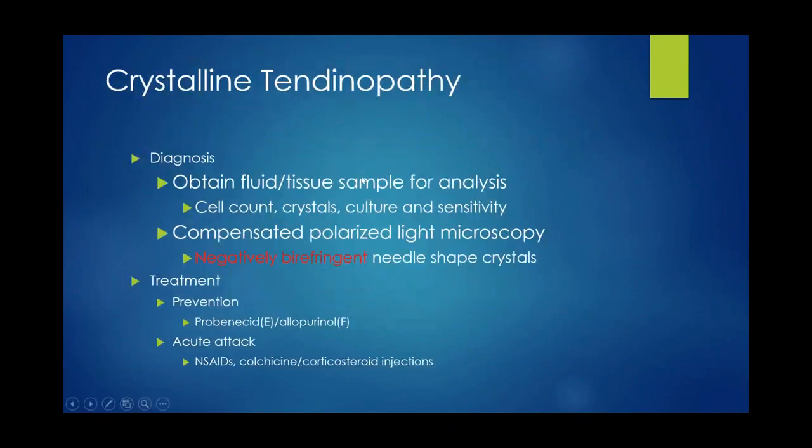It's a clinical diagnosis confirmed with fluid sample or tissue sample, where you would see the negatively birefringent needle-shaped crystals, typically treated with NSAIDs, colchicine, and steroid injection. Prevention is preferred treatment, as well using medication as well as dietary changes.